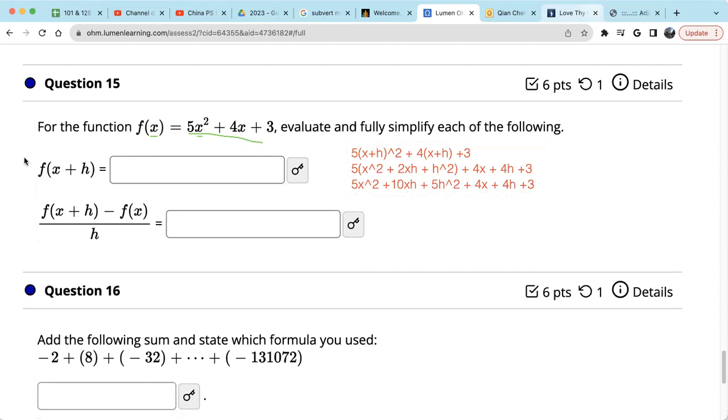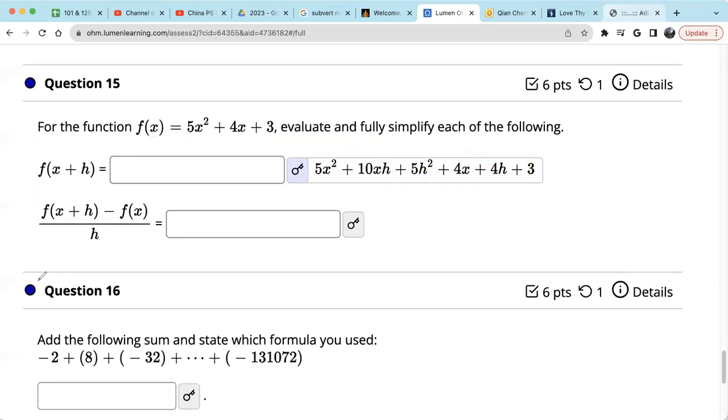We don't get any like terms. So that's it. You see here, this is a 5x squared, no like terms. 10xh, no like terms. 5h squared, no like terms. 4x, no like terms. 4h, no like terms. Constant, no like terms. So that's our answer. Let me erase so you can see clearly. 5x squared plus 10xh plus 5h squared plus 4x plus 4h plus 3.